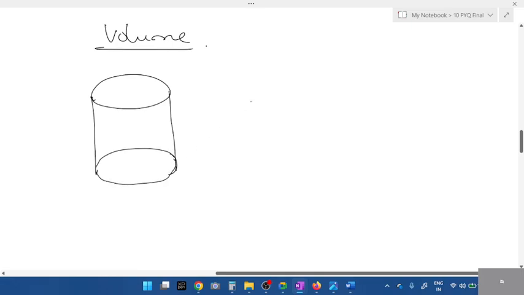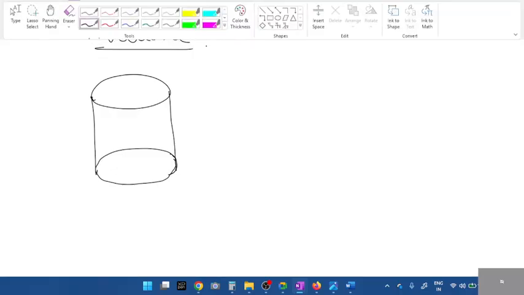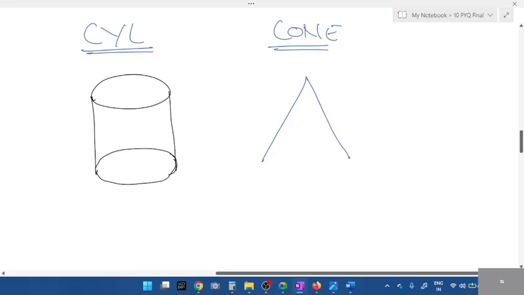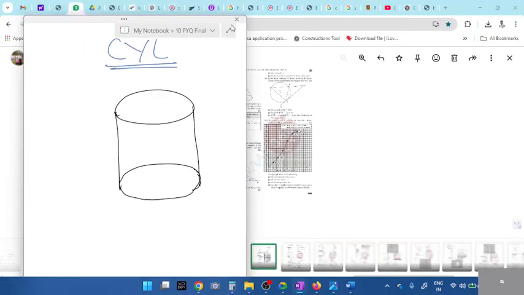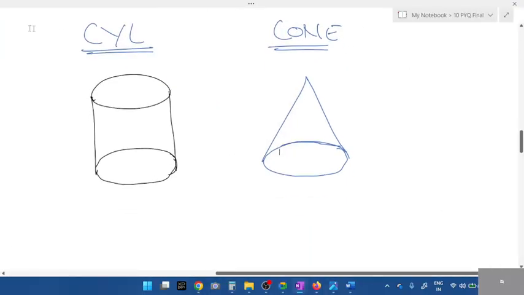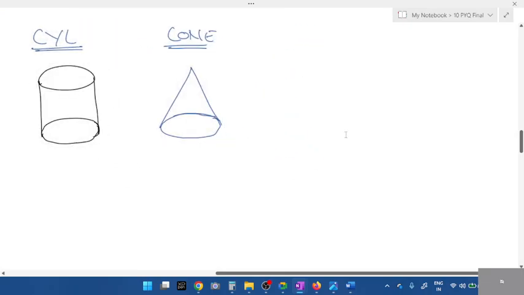What are the 3 figures you have, students? In volume, what are the 3 things we have? Cylinder. All of you respond. Cylinder, cone, and sphere. And sphere, it can be sphere or hemisphere. Sphere means full, hemisphere is half of it. Okay, cylinder, cone, and sphere.